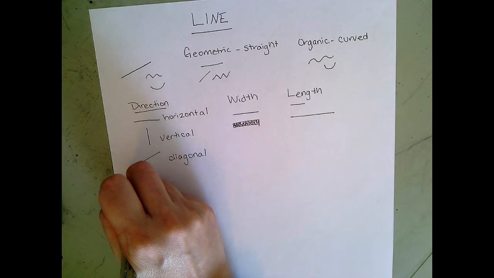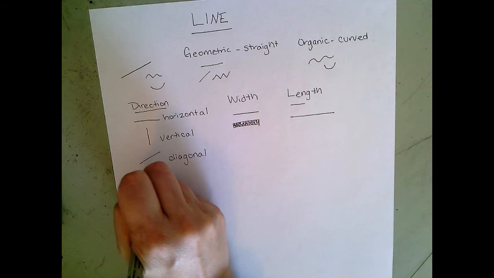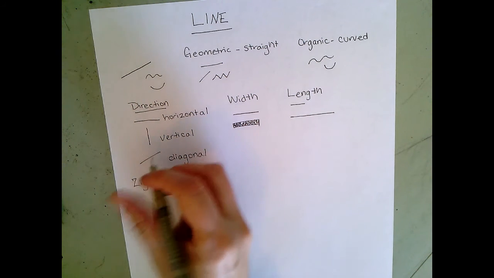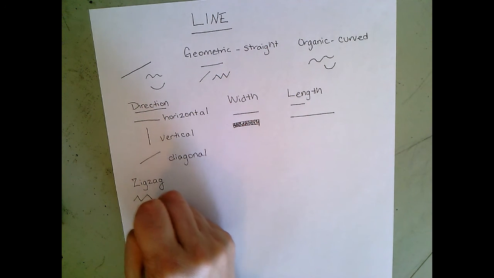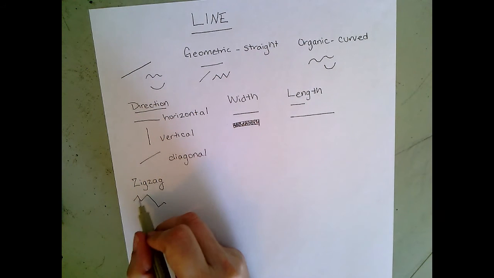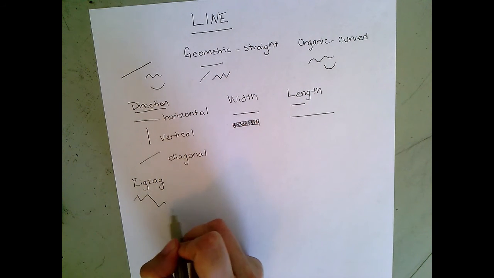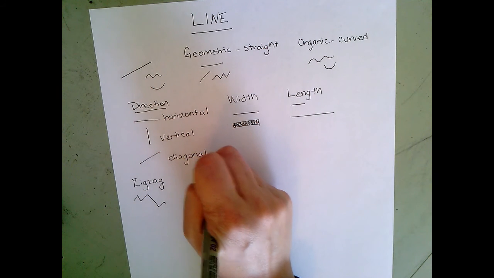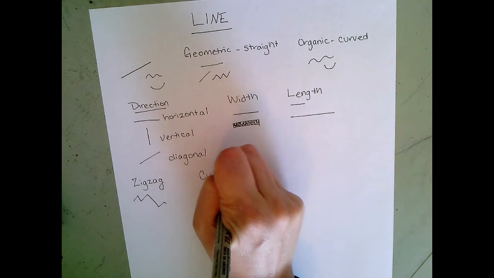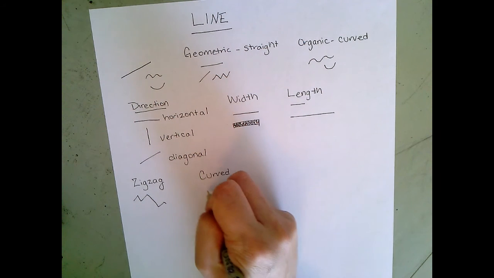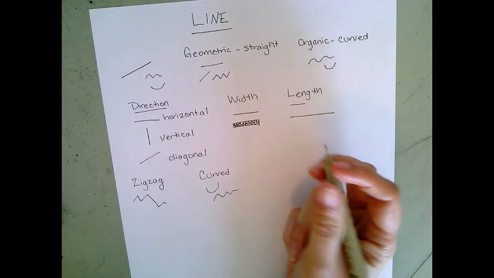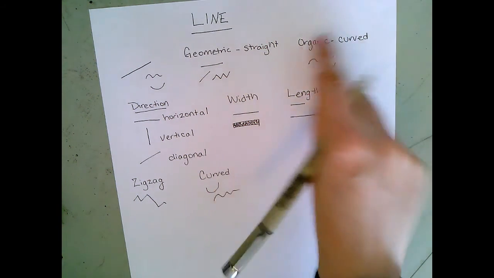We can create uneven lines by creating zigzag lines. So zigzags are technically a lot of lines put together, but because we're putting them together, we're still creating one continuous line. We can have curved lines, so wavy lines, or organic, like we talked about up here.